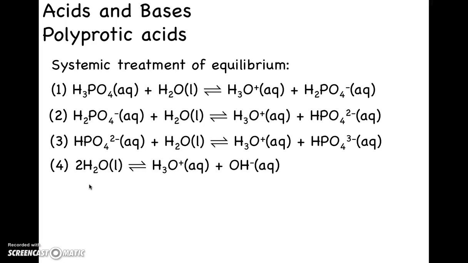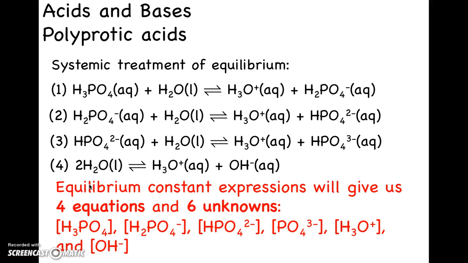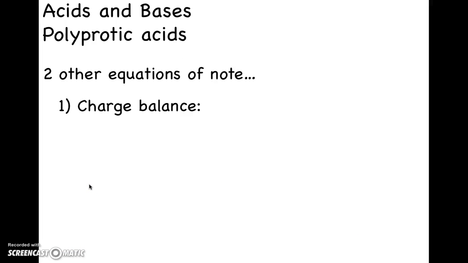Are you stuck? You should end up with 4 equations using the equilibrium constant expressions, but you should have 6 unknown concentrations. These unknowns will be H3PO4, H2PO4 negative, HPO4 2 negative, PO4 3 negative, H3O plus, and OH negative. To solve the problem, we'll need to create 2 other equations. These equations are a little bit tricky, but they work for solving the problem.